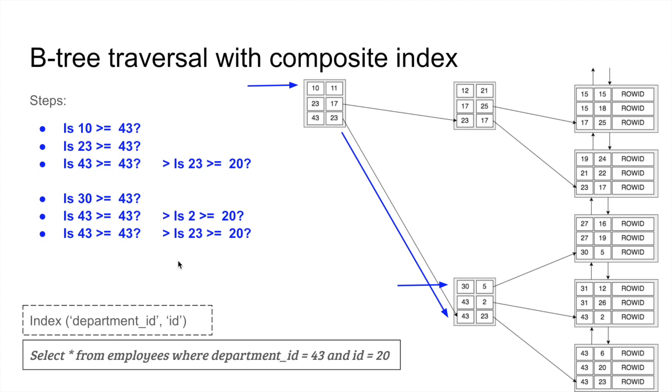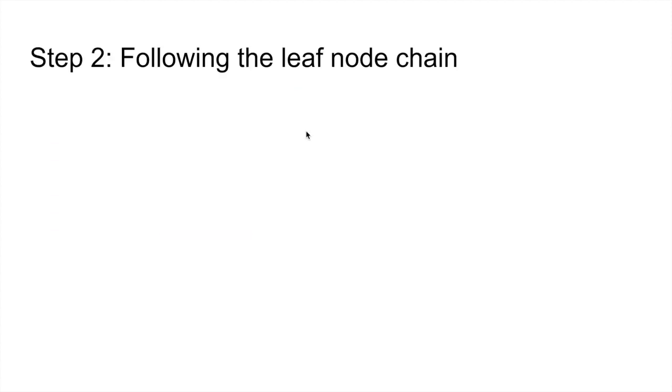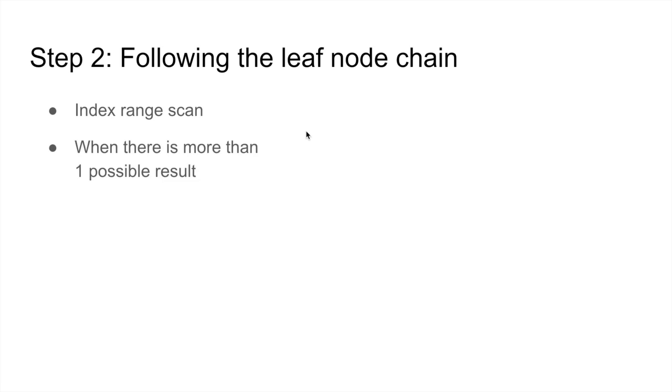Is 23 greater than or equal to 20? Yes, it is. We can follow the reference and boom, we have found the leaf node. The next step of a lookup is called following the leaf node chain, also known as an index range scan. This step only happens when there is more than one possible result.